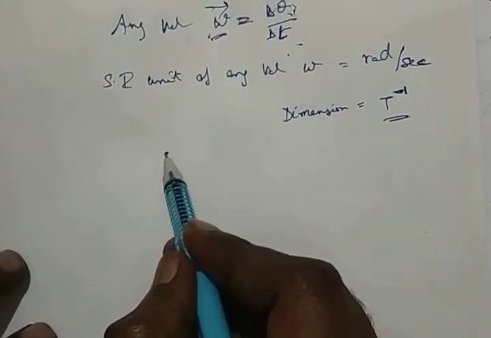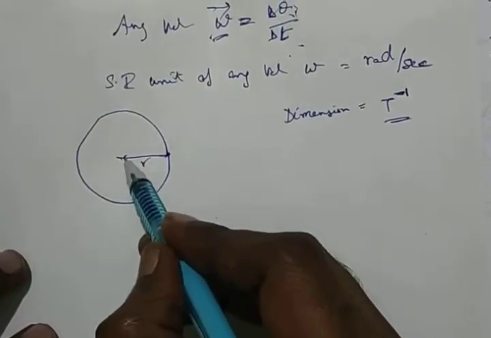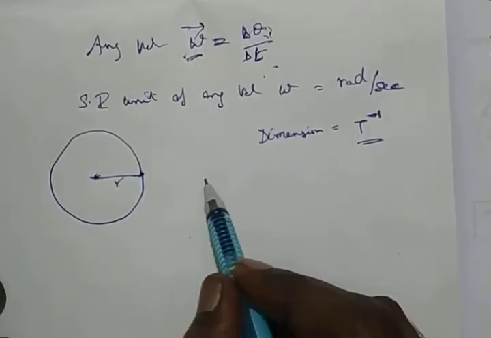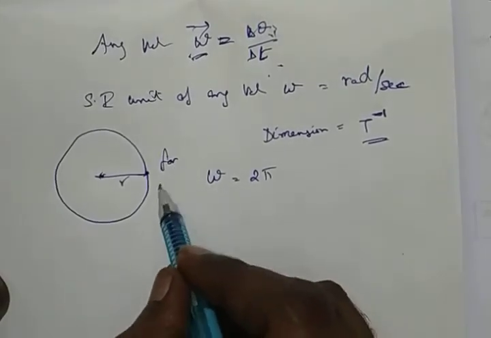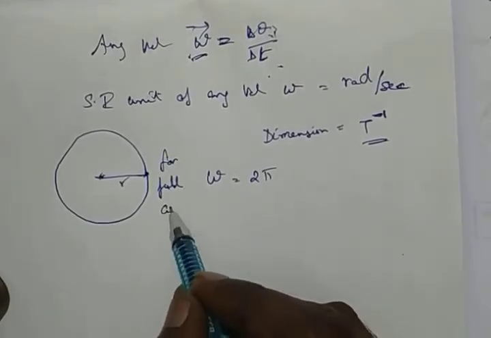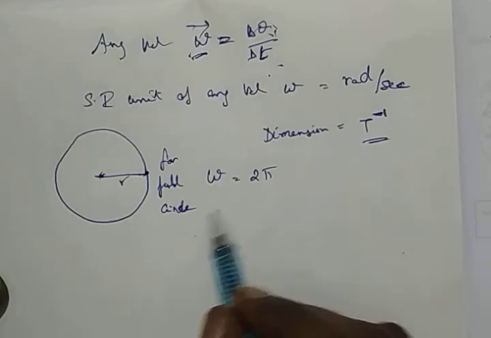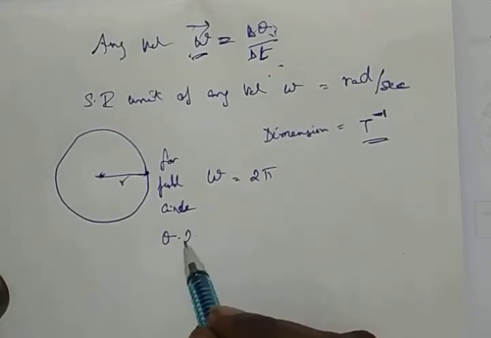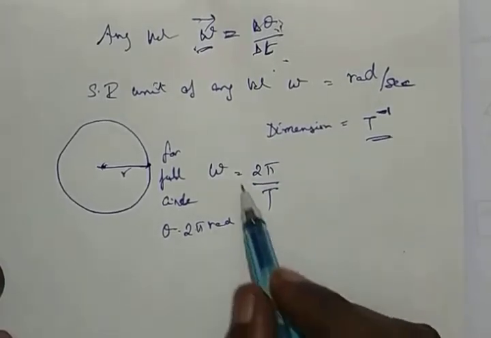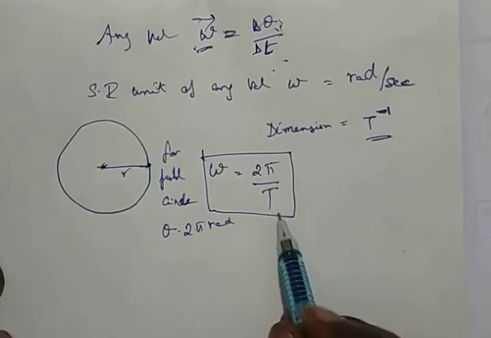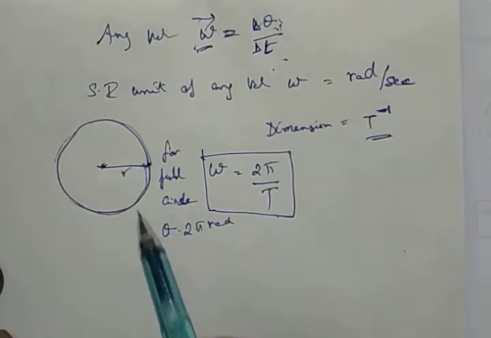Suppose a body goes on a full circle and comes back. In a full circle it comes back, then what is the angular velocity? The angular velocity is going to be 2 pi for a complete circle. So for a complete circle, theta is equal to 2 pi radians upon T, capital T. So omega is equal to 2 pi by capital T. 2 pi by T will come so many times. It always means it is going on a full circle.